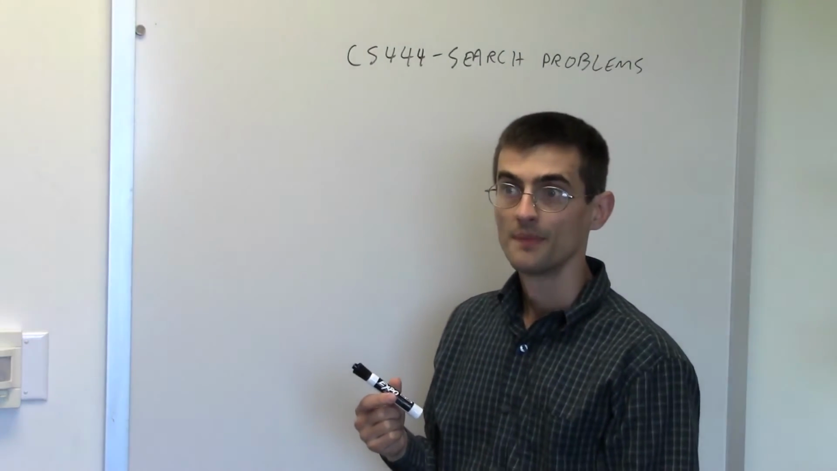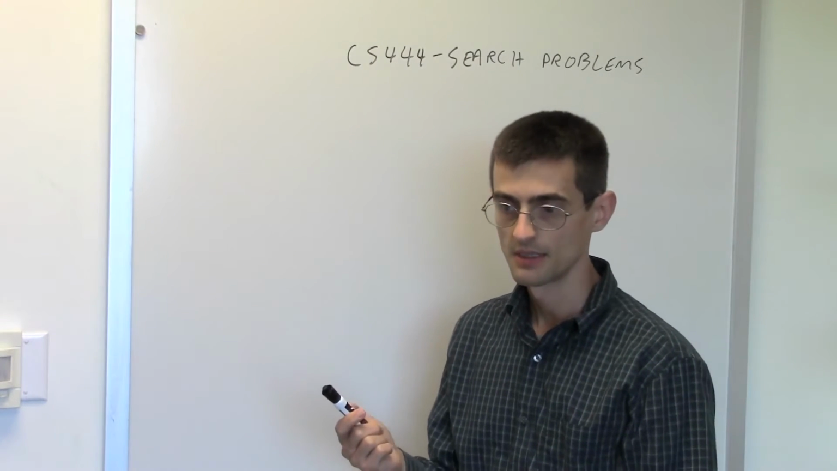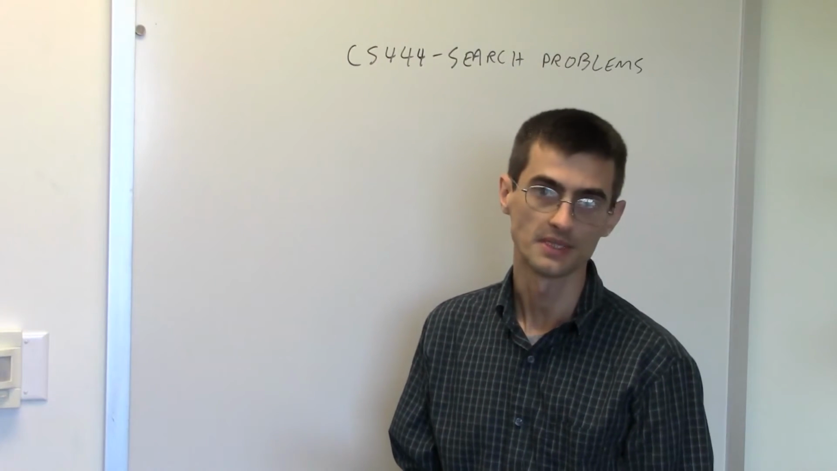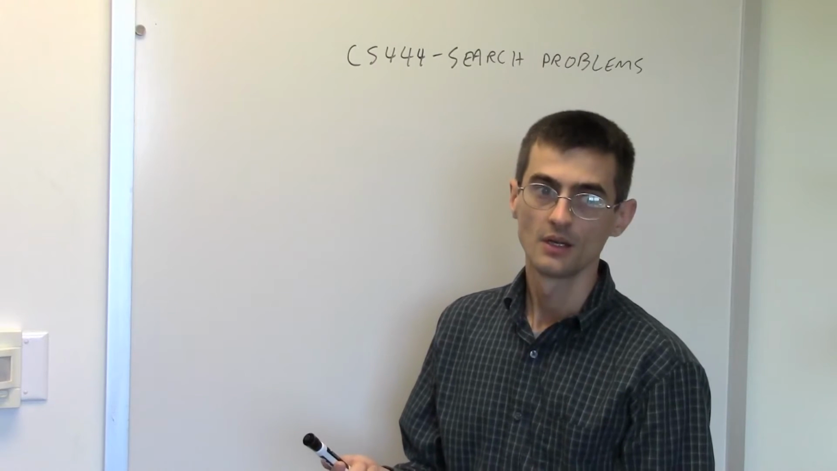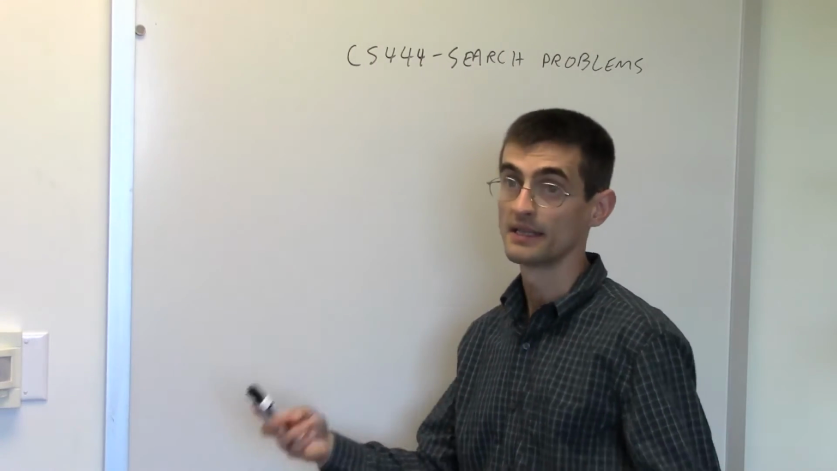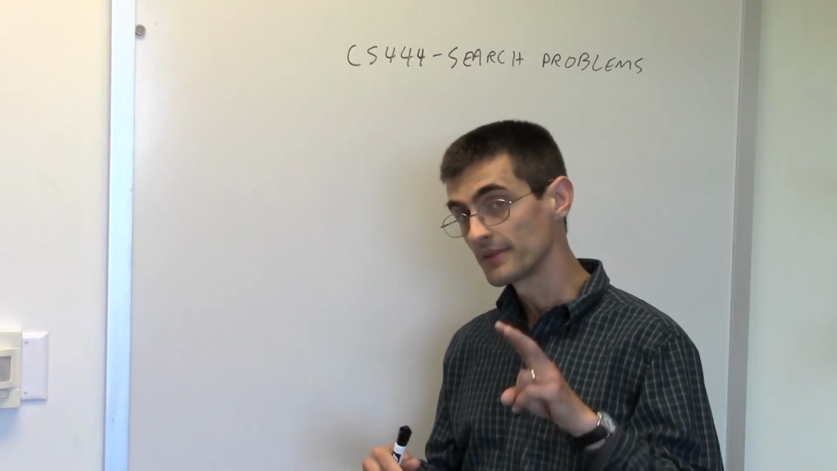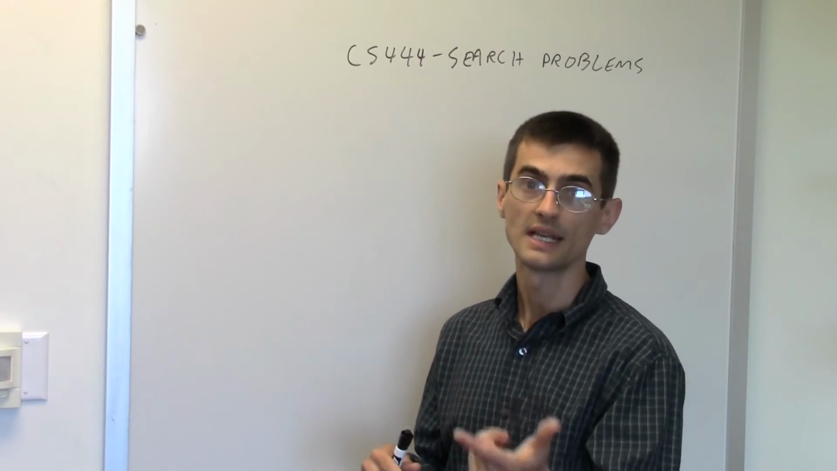Hello. In this video we'll be talking about search problems and representing search problems as graphs. So what is AI about, right? The goal in AI is to get computers to solve problems for us. And that's going to basically break into two stages.